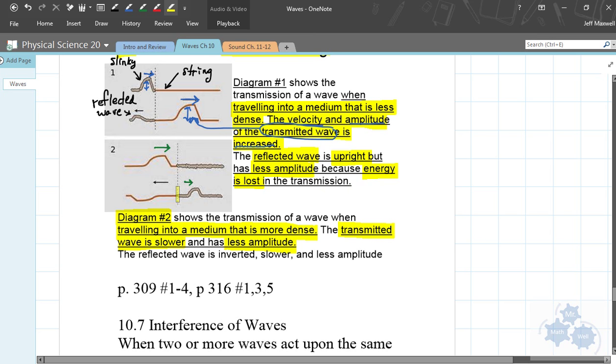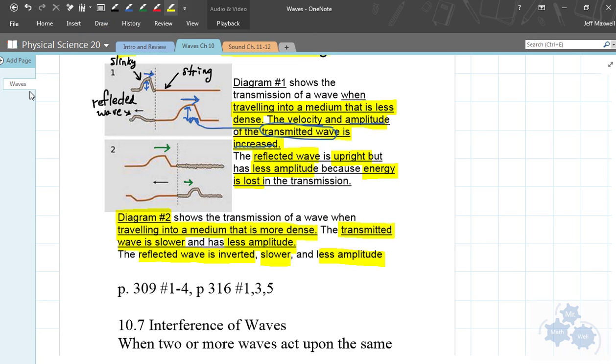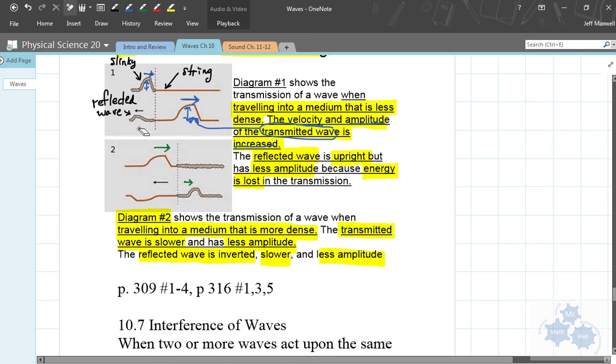There is a reflected wave as well, but remember, because it's a thicker medium, it sort of acts like a fixed end. And the reflected wave is inverted, like it would be if it was a fixed end. It's slower as well and also has less amplitude. So these diagrams are pretty important to memorize and to have a good visual of.